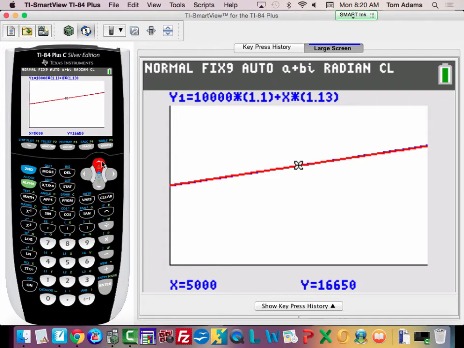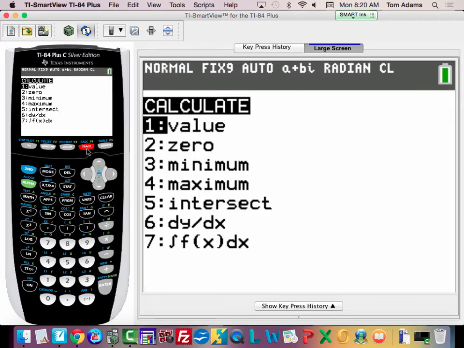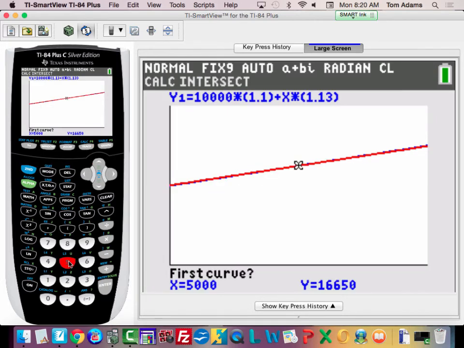You could find it out by hitting calculate. If you hit trace, you've got to get kind of close. If you have the first curve, you hit it, and if you have the second curve, you hit it, and you just kind of guess in the middle, and it'll calculate it for you. I was way off. I was above my first and second curve at like 14,000, and jumped up to 16,000. So the answer then is 5,000.